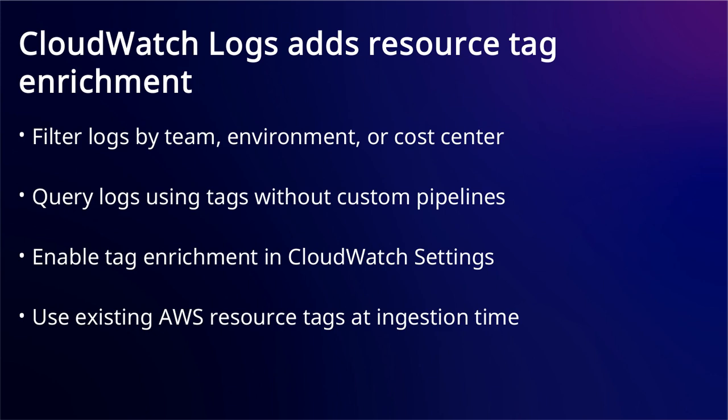To get started, you enable tag enrichment in CloudWatch settings or via AWS CLI and SDKs. CloudWatch Logs uses existing AWS resource tags at ingestion time to add metadata to each log event. This capability is available at no additional cost in all commercial AWS regions except Middle East (UAE), Middle East (Bahrain), and Israel (Tel Aviv).